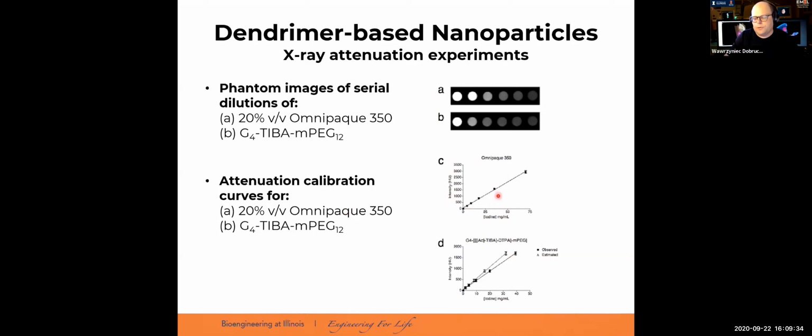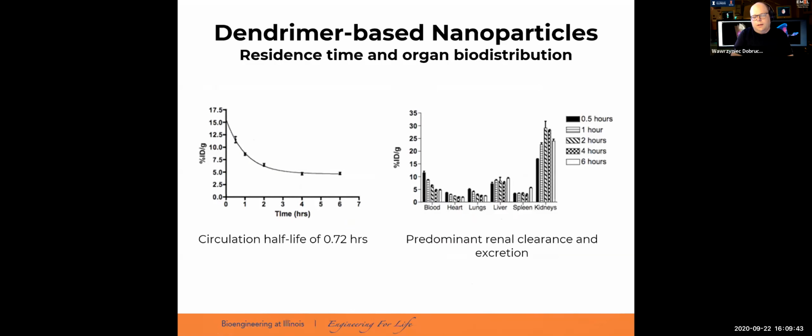So for both compounds, we got a linear relationship between the concentration and the attenuation of the signal. And then we look at the circulation half-life. In our case, this nanoparticle, which we synthesized, stayed at the level of 50% within 0.7 hours. So it was 45 minutes that it stayed in the circulation. That was well enough that you can perform several studies during this 45 minutes.